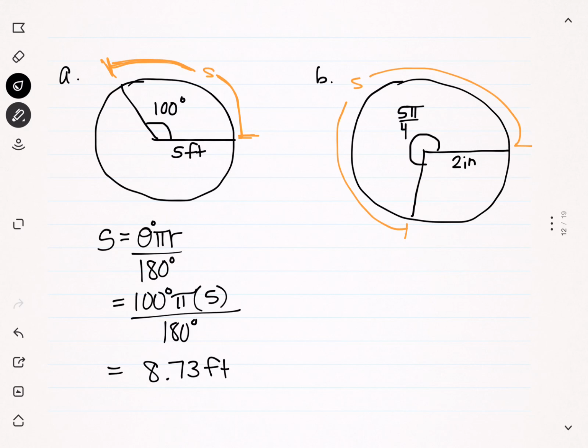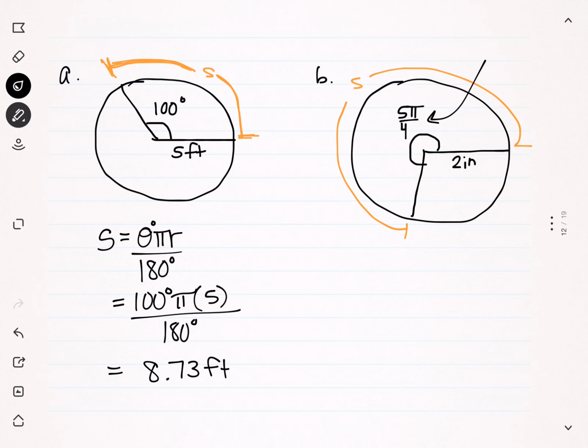Okay, let's try B. This time we have a circle with a radius of 2 inches, and we have an angle of 5 pi over 4 radians. I know it's in radians because I don't see a degree symbol next to the angle, so that's implying that we're in radians here.